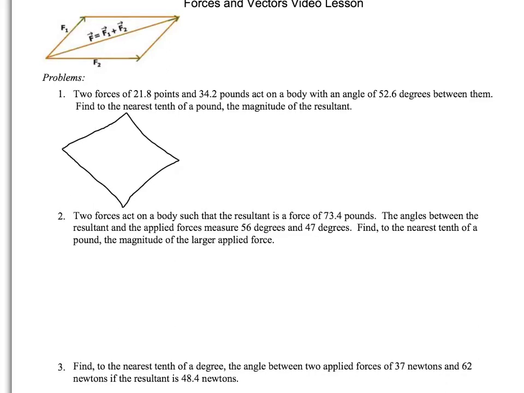On the outside, you place your forces. So my forces are 21.8. 34.2. It says they act on a body. That body is always right there. There's an angle of 52.6 degrees between them. That is this angle right there. A lot of people put it up top, but it's that angle right there, and that whole thing is 52.6 degrees. We want to find to the nearest tenth of a pound the magnitude of the resultant. The resultant is always the diagonal.